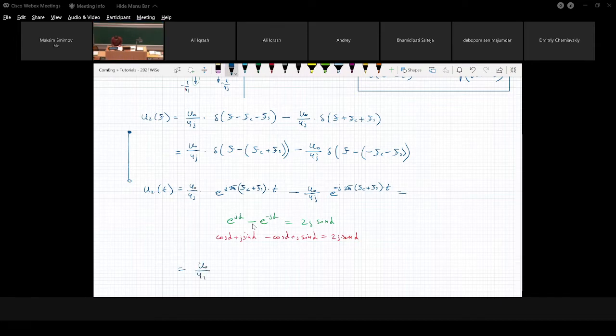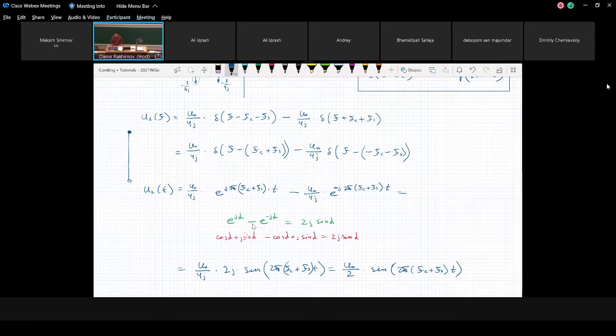over 4j times 2j times sine of what? 2 pi fc plus fs. Yeah, this is what we get. And just canceling the imaginary part first, we get u0 times sine of pi fc plus s argument.